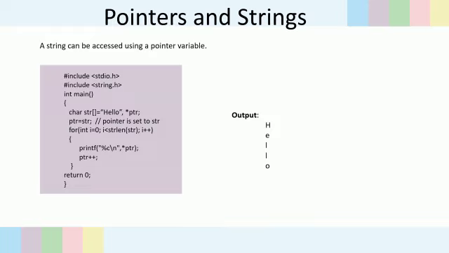Pointers and strings. We can access a string by using the pointer variable. In the following example, the string hello is assigned to a character array str and the pointer is declared as a character pointer. Str, which has the starting address of the character array, is set to the pointer. The for loop iterates from 0 to the length of the string. Inside the for loop, the string hello is printed character by character using *ptr. The ptr++ increments the pointer which results in the next character location.